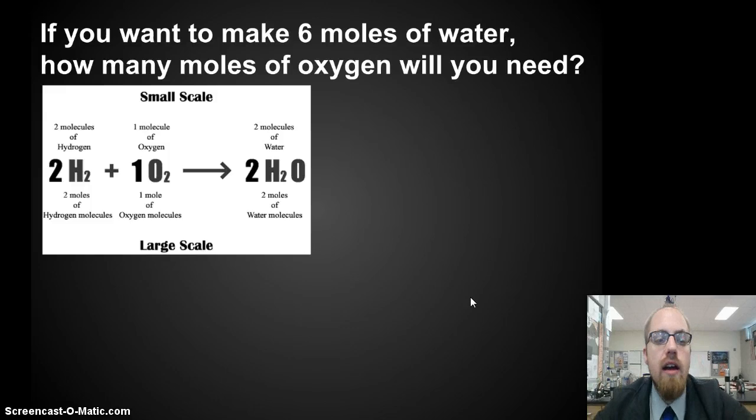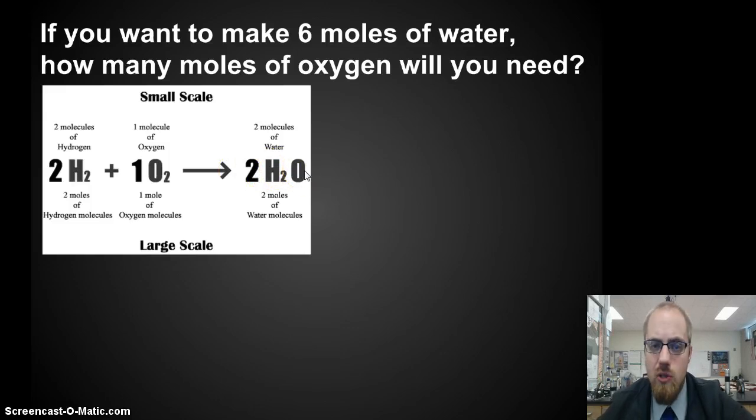So let's say in our chemical equation that we were looking at before, the synthesis of water, you wanted to make 6 moles of water. The question is then, how many moles of oxygen will you need? So once again, looking at our balanced chemical equation, we know that 2 moles of hydrogen come together with 1 mole of oxygen to make 2 moles of water.